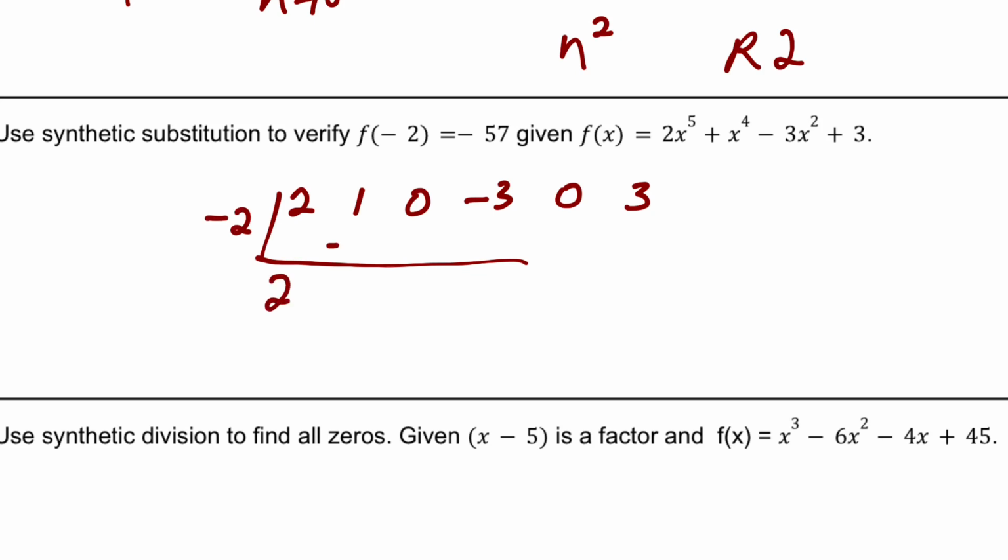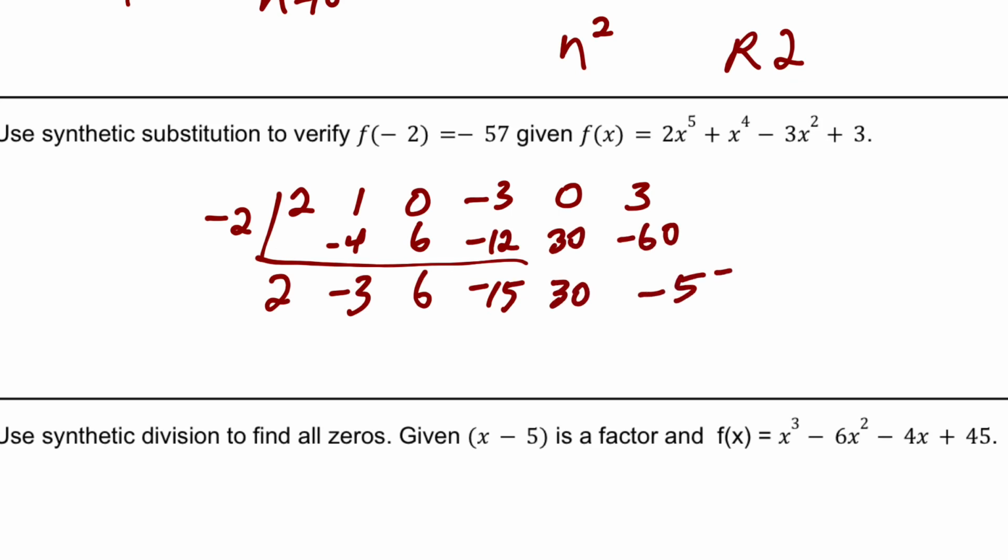So I have 2, negative 4, 1 plus negative 4 is negative 3, times negative 2 is 6, negative 12, negative 15, 30, negative 60, negative 57. And this verifies that if you plug in negative 2, you get negative 57 as an answer.